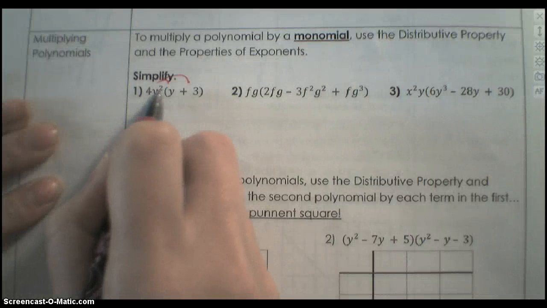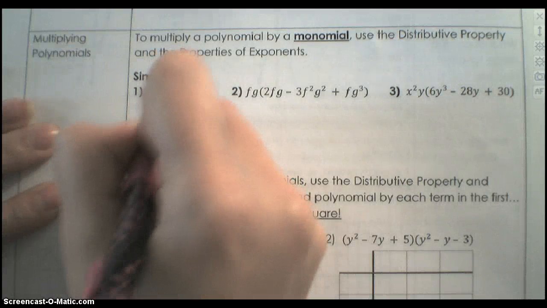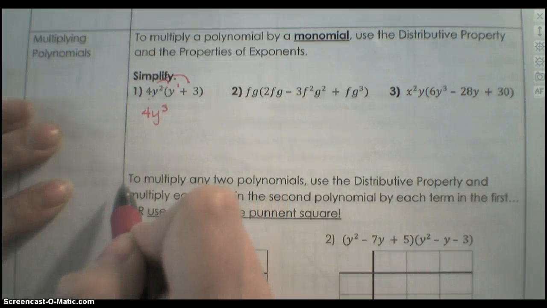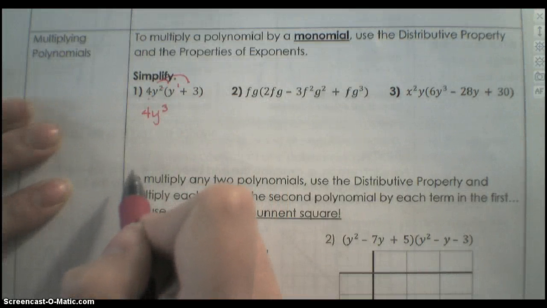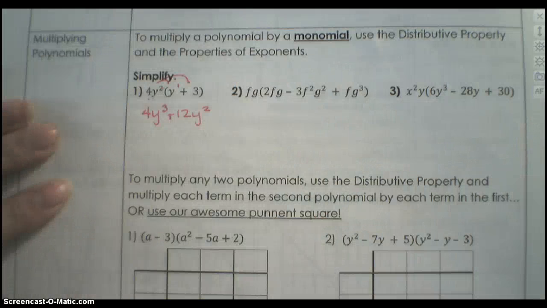So 4y squared times y is 4y cubed. Remember, we add those exponents when we multiply. So next we're going to take 4y squared times 3, and that would give us a 12y squared. And we cannot add those because they are not like terms, so we're done.